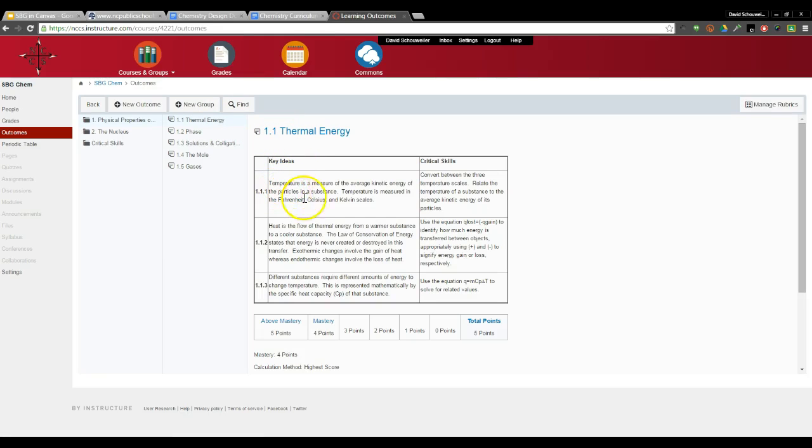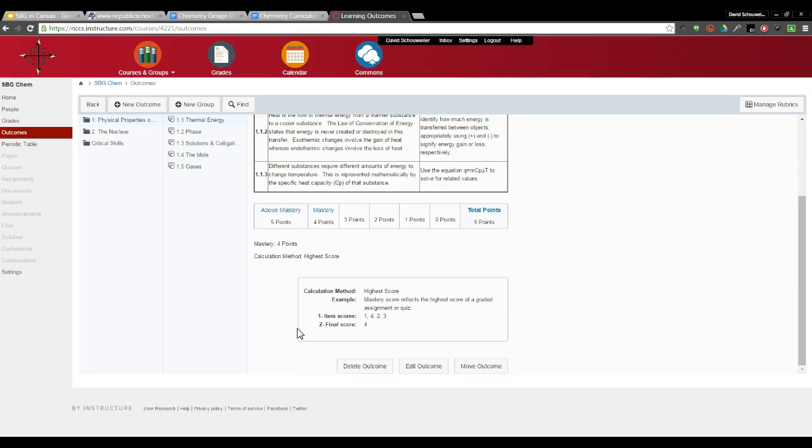And so here I've imported all of the things that I want students to know and to be able to do. I've indicated how many points they have to earn in order to achieve mastery. And I've also indicated what they can do to earn above mastery, that there are opportunities for students to go above and beyond the content in the curriculum and to be able to demonstrate that they know more than is expected.